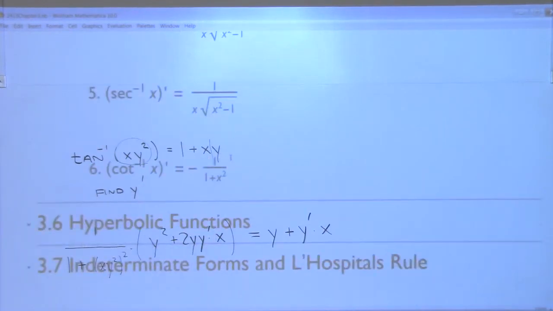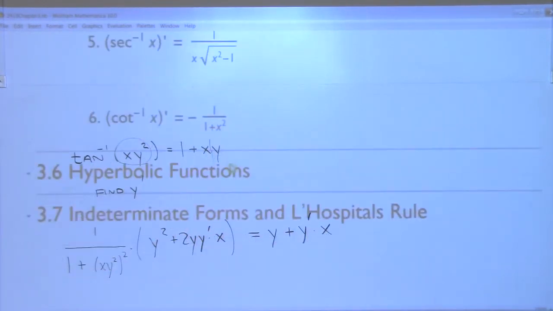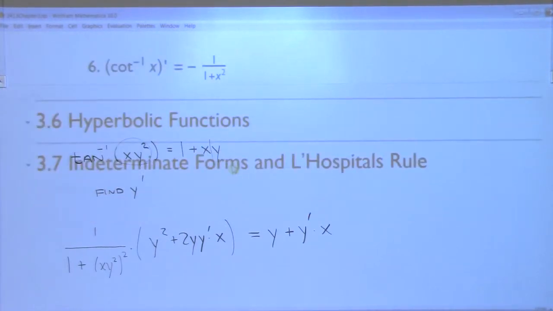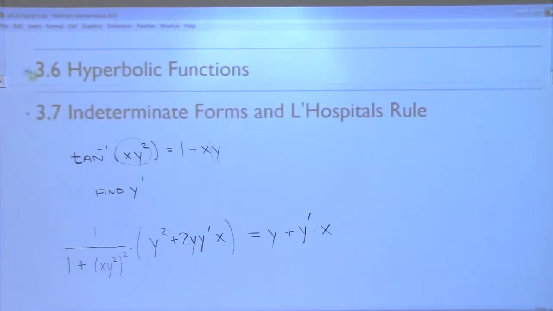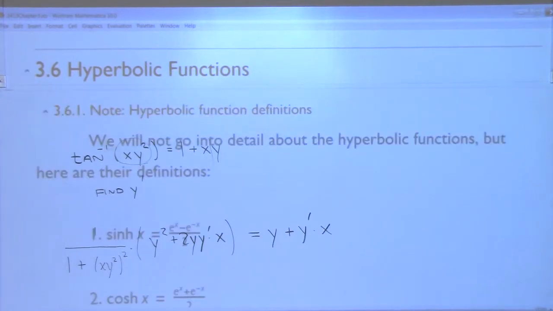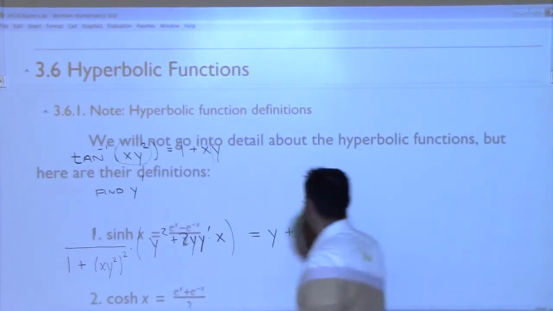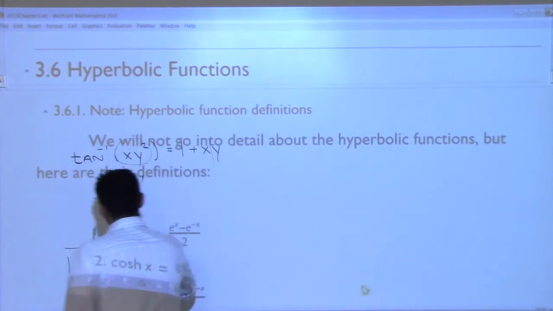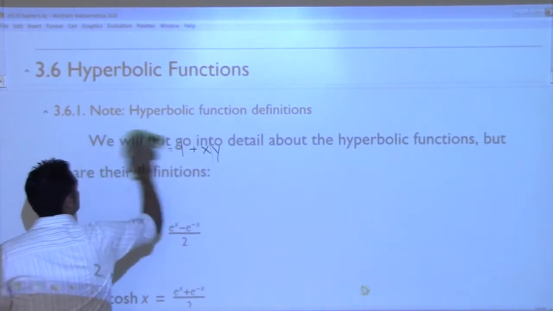Then we move to the next section, which is 6 more functions. But this will be the end. This is the last 6 functions, and then we can proceed into the class to something different. Now, most of you have never seen hyperbolic functions. I would guess that nobody here has. I could be wrong, but usually hyperbolic functions are not introduced in pre-cal at all.